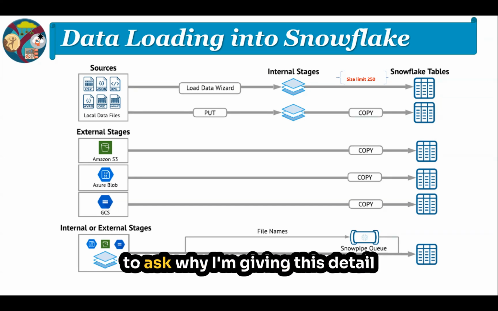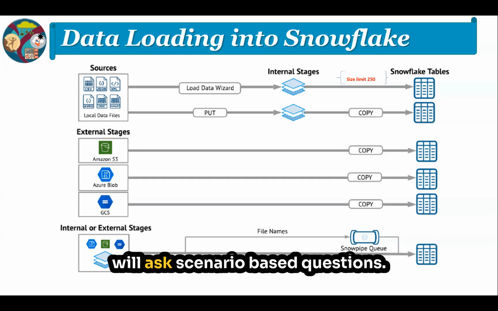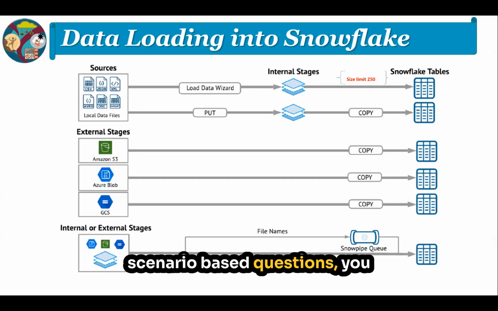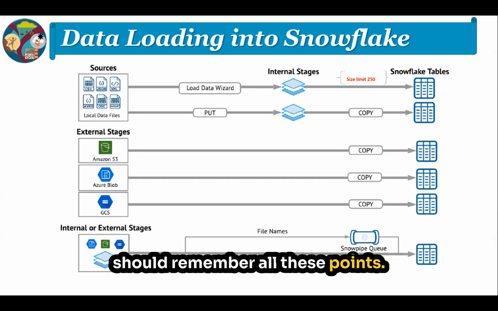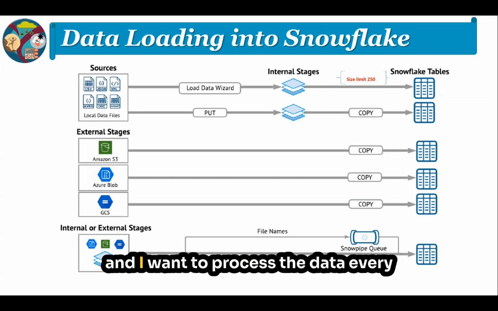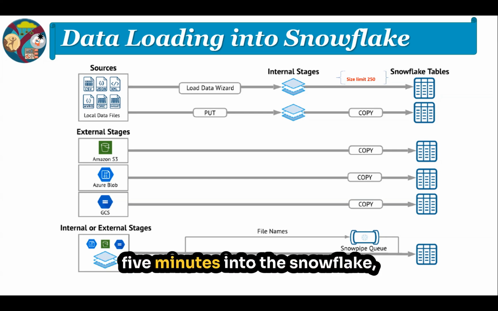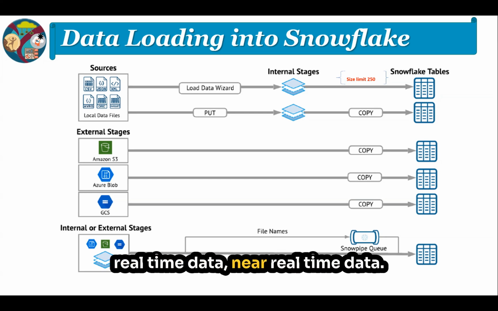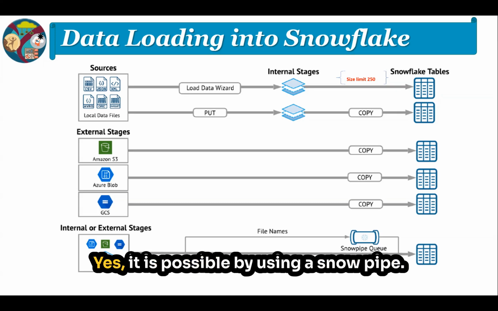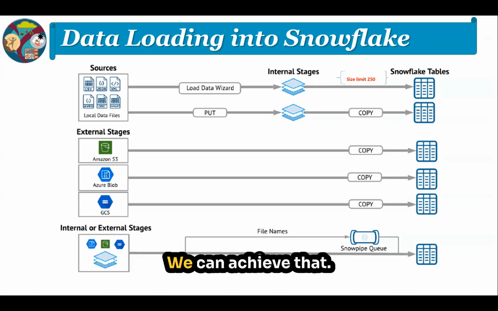Why am I giving this detailed information? People won't ask straightforward questions. They will ask scenario based questions also, and to answer those, you should remember all these points. If somebody asks, I want to process the delta load, and I want to process the data every 5 minutes into Snowflake, real time or near real time data, what approach will you follow? Is it possible through Snowflake? Yes, it is possible. By using Snowpipe, we can achieve that. This is the expected answer for that question.